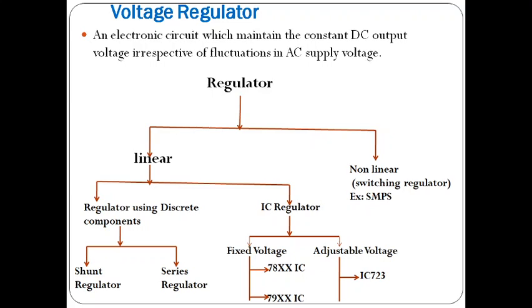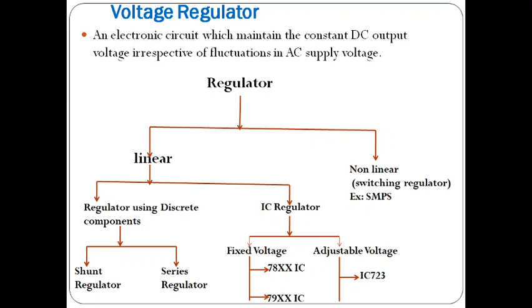So we cannot vary it. Coming to the regulator using discrete components, these regulators are constructed using individual components, which can easily be removed from the circuit. These regulators using discrete components are again of two types: shunt regulator and series regulator. When the regulating element is connected in shunt, it is a shunt regulator. When it is connected in series, it is a series regulator.